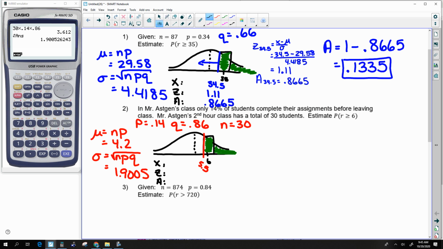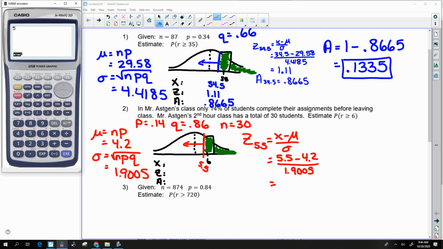Okay, now also in this problem, similar to the last one, when I do eventually get an area from this 5.5, it will tell me an area to the left. Again, that is not the area that I want. I want the area of the green. And so this will also be a 1 minus kind of question. But to begin that, I do have to find the z-score of this problem. Z-scores, I round to 2 decimal places.